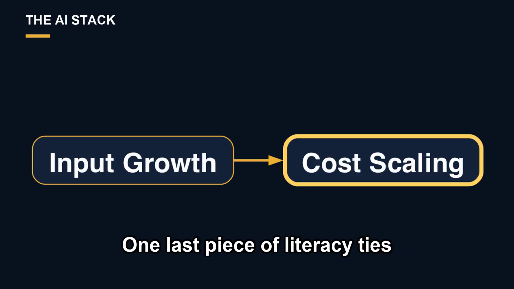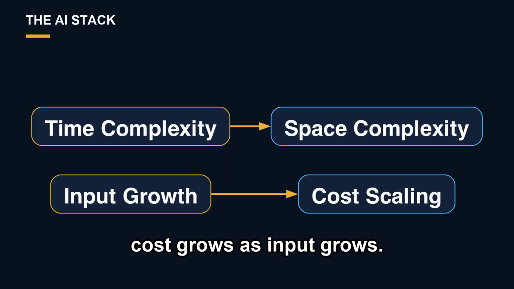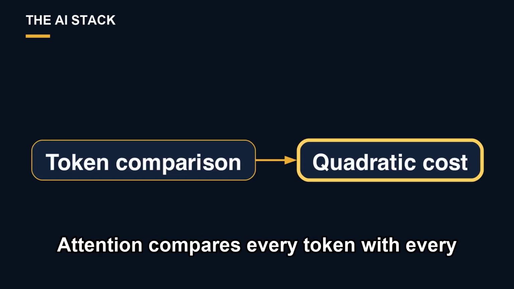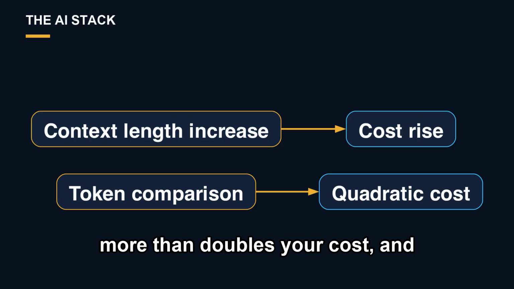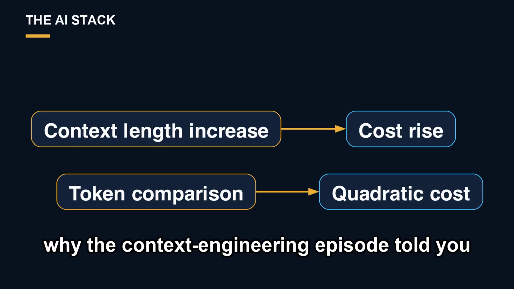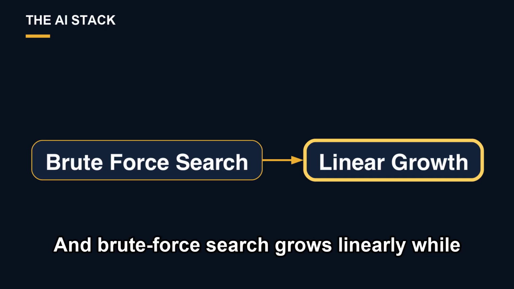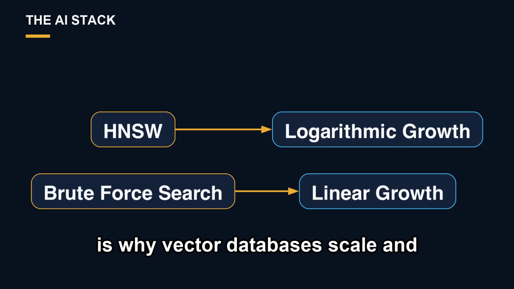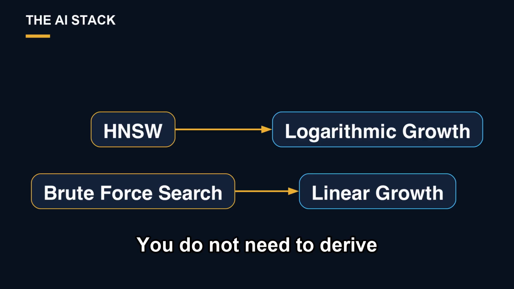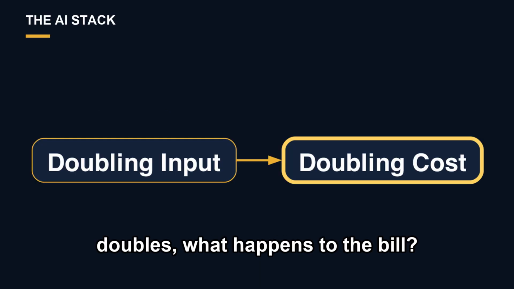One last piece of literacy ties it together: big O notation, which is just a way of saying how cost grows as input grows. You already felt it twice. Attention compares every token with every other token, n squared, which is why doubling your context more than doubles your cost, and why the context engineering episode told you about long context rot. And brute force search grows linearly while HNSW grows roughly logarithmically, which is why vector databases scale and grep does not. You do not need to derive complexity classes. You need the reflex: when n doubles, what happens to the bill?